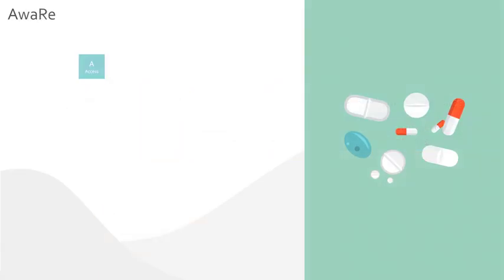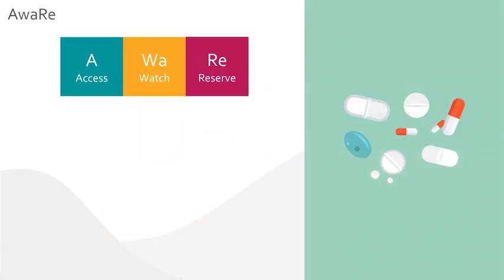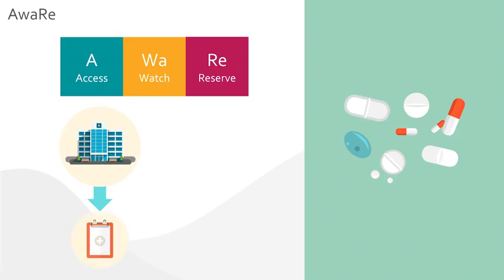AWaRe, or Access, Watch, and Reserve, is another important tool for developing treatment guidelines. The aim of the AWaRe classification of commonly used antibiotics is to reduce inappropriate use of Watch and Reserve groups by prioritizing the use of Access antibiotics. These tools may be useful to ministries of health in developing national guidelines and to healthcare facilities, or HCFs, including private facilities, in adapting standards of care.